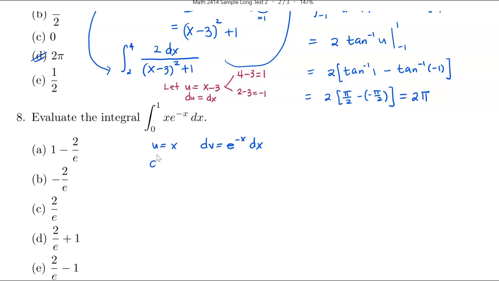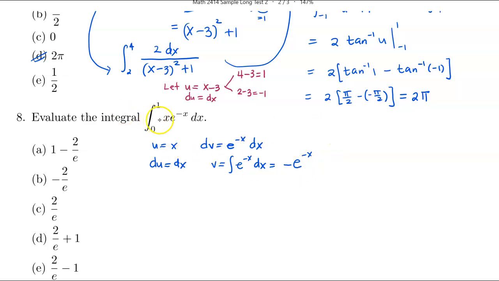Okay? So if you differentiate u, you get dx. And then to get v, you will have to integrate e to the negative x dx. And the integral for that is just negative e to the negative x.